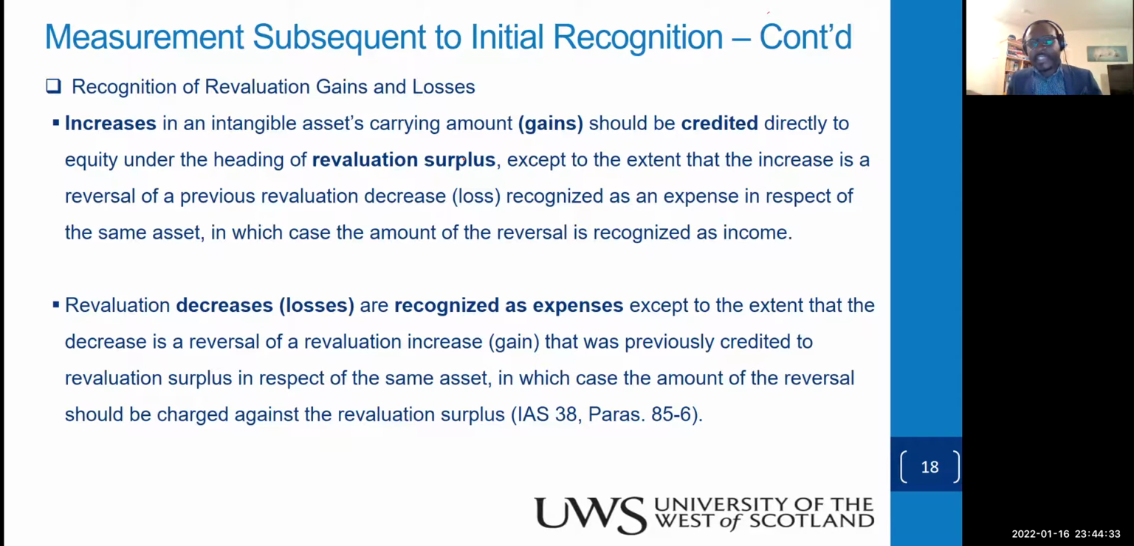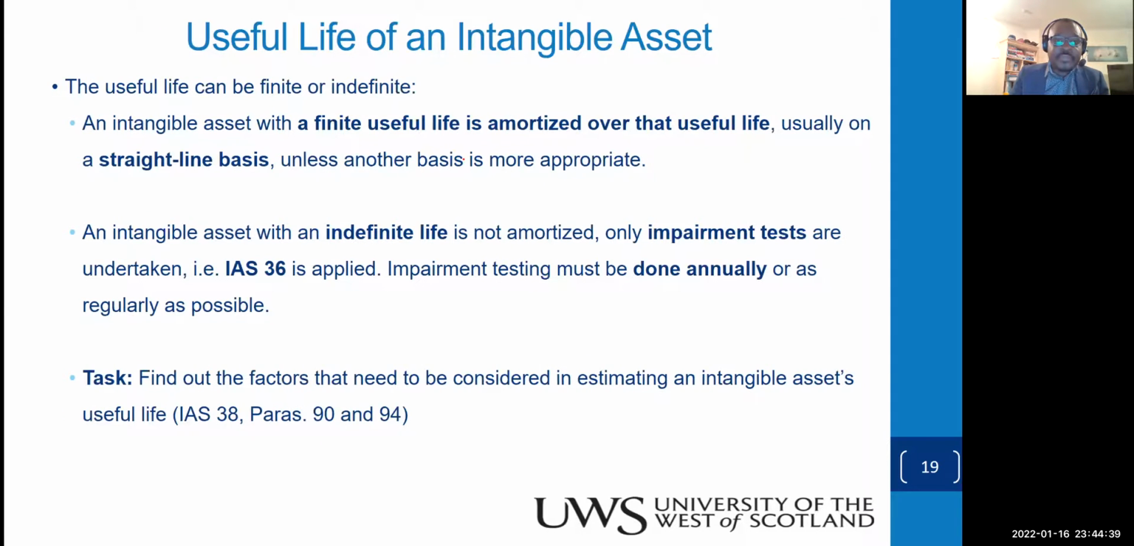So IAS 38 paragraphs 85 to 86 gives us this definition. Take note of this. Now, as I said, any intangible could have a useful life. If it has a useful life, it's useful for 5 years, for 10 years, then always amortize it over its useful life. Usually we use a straight line, unless we think there's any other appropriate method to use.